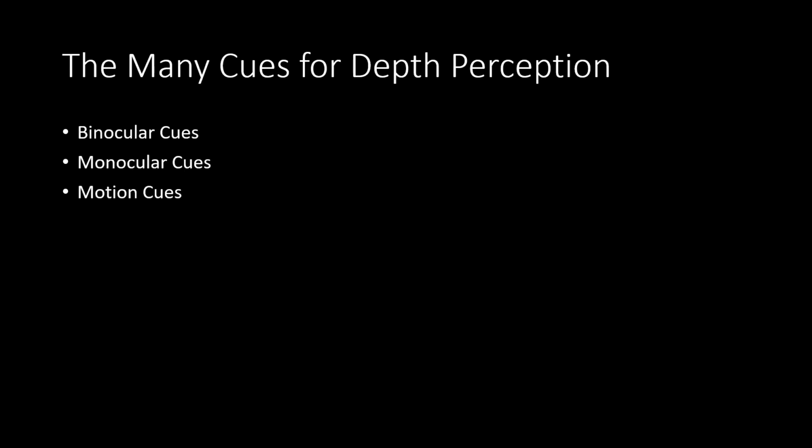The three types of cues that we'll talk about today that the brain uses for depth perception are binocular cues, meaning they involve both eyes, monocular cues, which are only involving one eye, and motion cues, which ultimately involve some kind of motion.